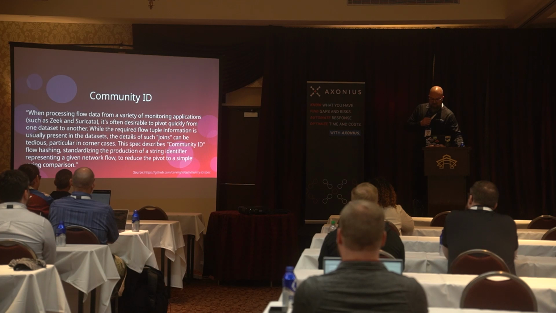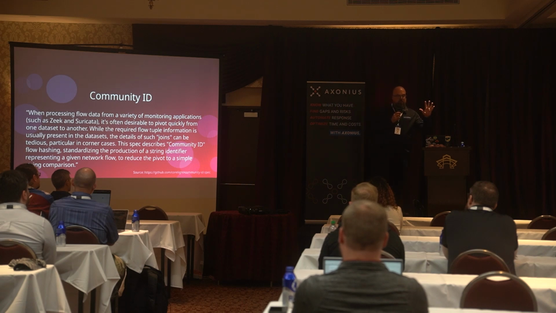So the idea behind Community ID is that we can take any piece of log information that has a source IP, a source port, a destination IP, a destination port, and a transport protocol. That is, it's either TCP or UDP, right? So 5 tuple, 5 pieces of information. We take those 5 pieces of information, we put them all together, and we hash it.